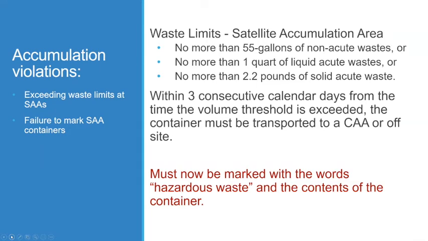So you need to know whether your wastes are acute or non-acute. That would be number one, and making sure you have containers that allow you to easily determine whether you've met that threshold or not. Once you've met that threshold, within 3 consecutive calendar days, you need to move that material to your central accumulation area or directly off-site. And again, now you're marking the words hazardous waste and the contents of the container. So there isn't that additional labeling requirement.